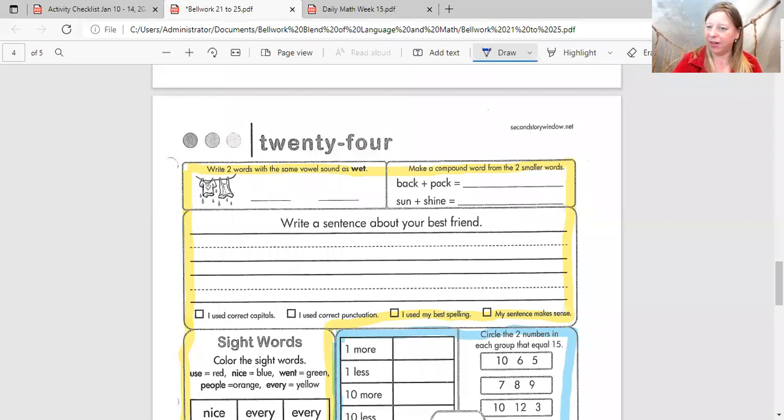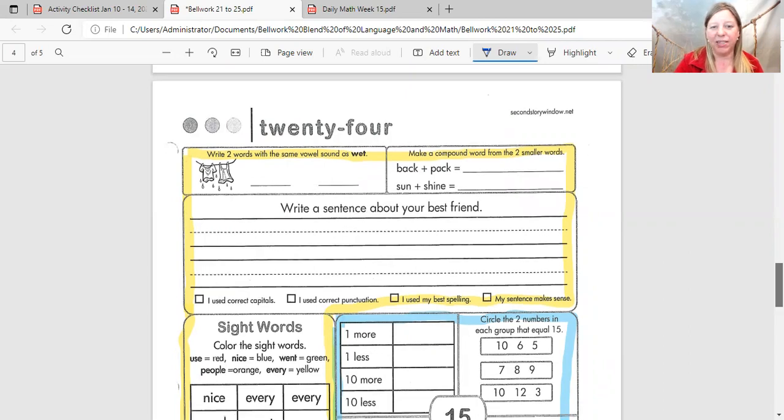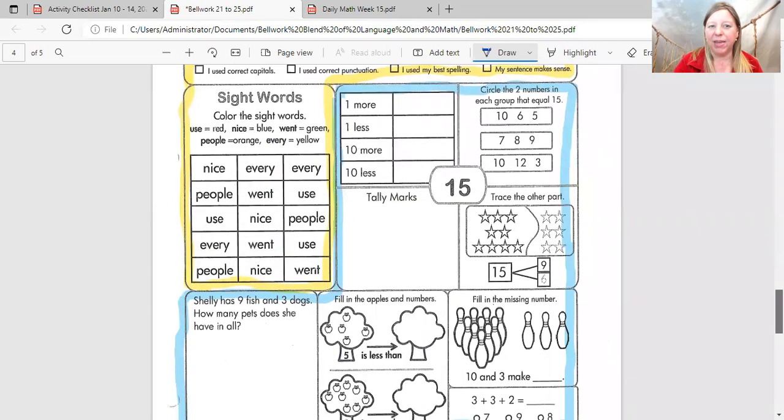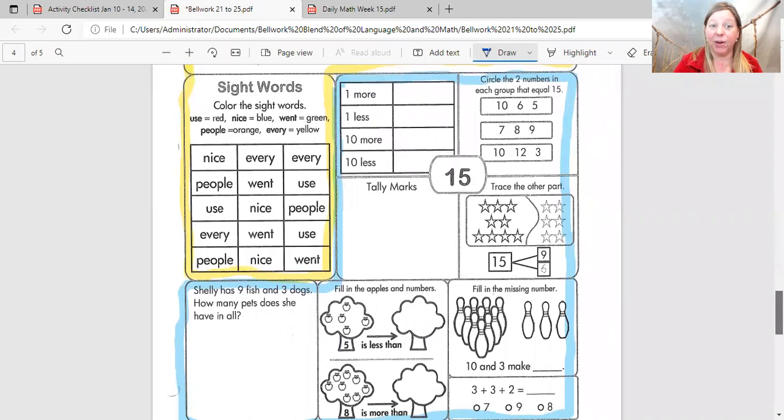So our Bellwork page 24 is highlighted on my screen with yellow and blue. We're going to be focusing on the blue part because the yellow is the part of our Bellwork page that's language. You'll have to watch the other video for that.